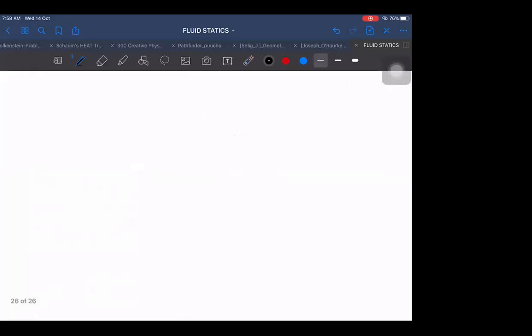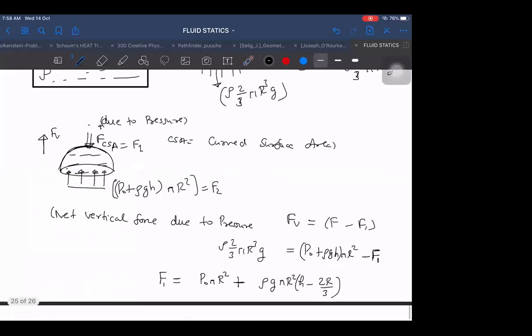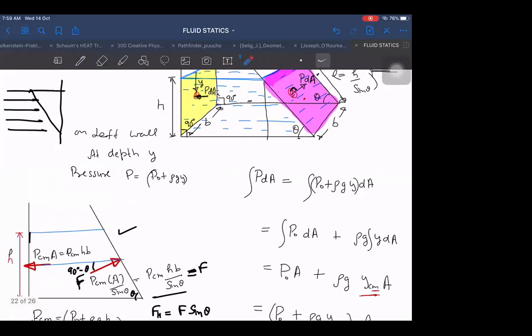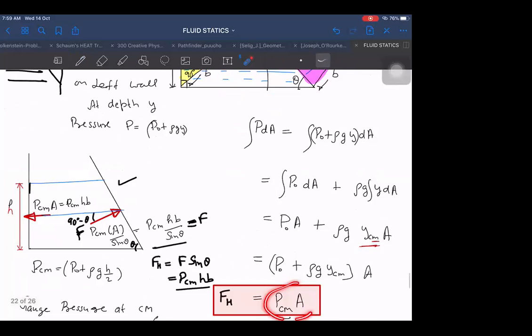Let me change the example now. If in this example I ask you to find the vertical force on the pink area, then don't find the vertical, you find out the net force. How to find the net force? On the plane area, always use the formula P CM into area. What formula do we have to use on the plane area? P CM into area. Whatever area it is, A by sin theta, then P CM into A by sin theta.